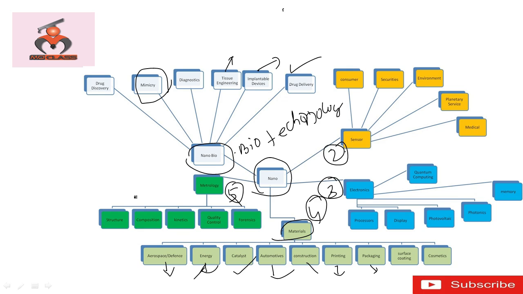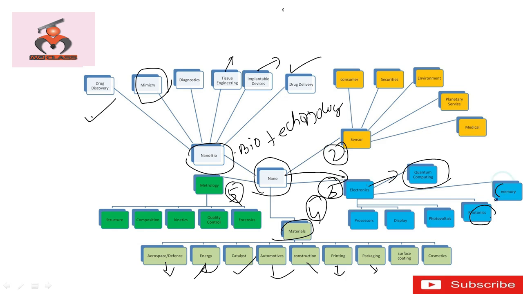So we can discover drugs by checking the stimuli from the nanoparticles that are delivered to the diseased area. Also, in electronics, nanotechnology is playing a major role. In electronics we can have quantum computing, and also processors, displays, photovoltaic cells used in solar energy production, and photonics, which is also a major area that we need to discuss briefly.